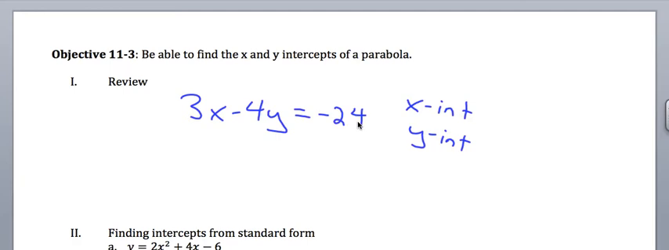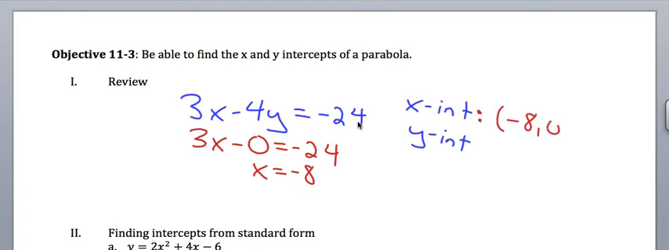Okay, so remember the intercept gives you the name of the variable you're solving for. So the x-intercept, you're solving for x when the other one is 0, when y is 0. So for an x-intercept, I would do 3x minus 4 times 0, which is 0, equals negative 24. From there, I get that x equals negative 8. So my x-intercept is negative 8, 0.